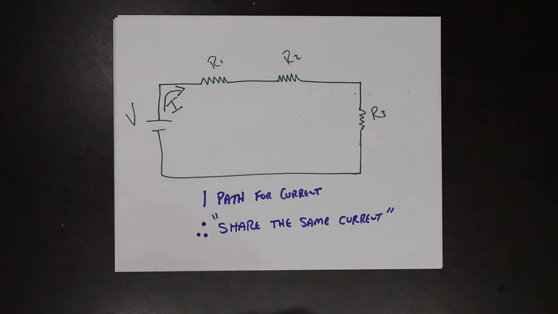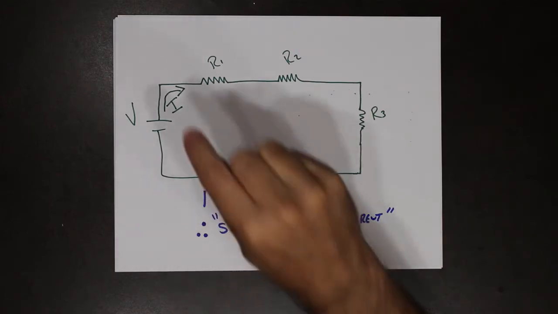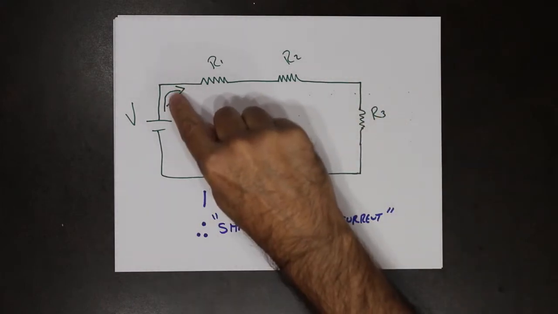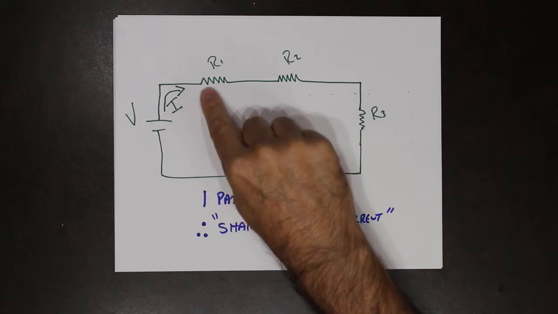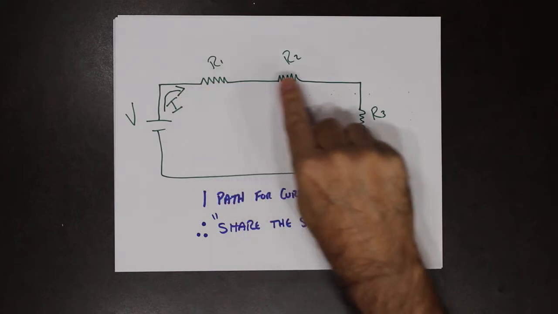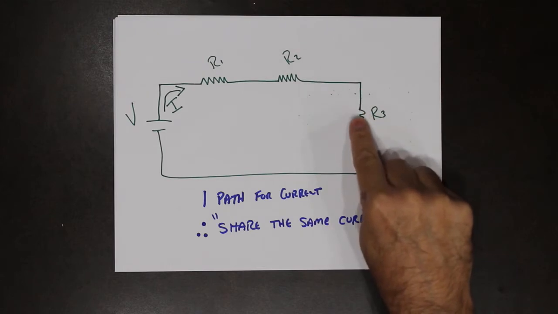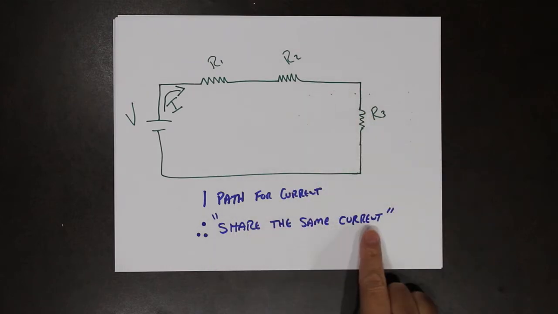Now that doesn't mean they have to have the same current value. It means they must share the same current, and I'll explain that again in a moment. But the electrons, the exact electrons that are moving here, move through this one, move through this one, and move through this one. So they share the same current.